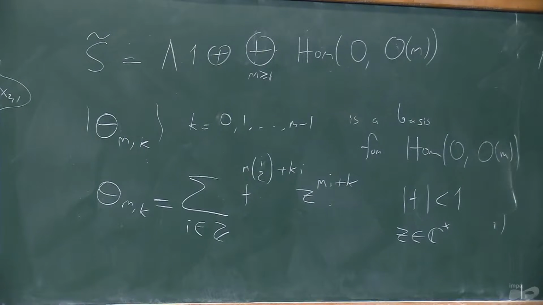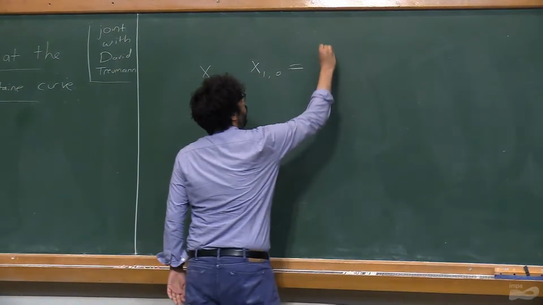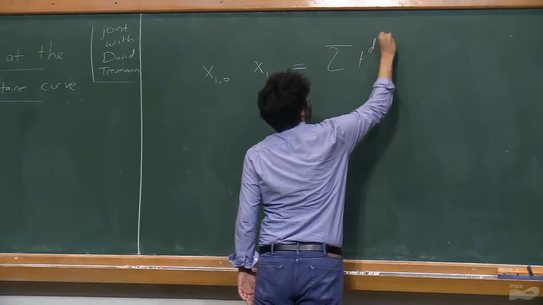Okay, is that clear? If you have never played with theta functions, I really encourage you to do. It's really fun. So let me just repeat. So x10 times x10 was this sum. Unfortunately, I just erased.